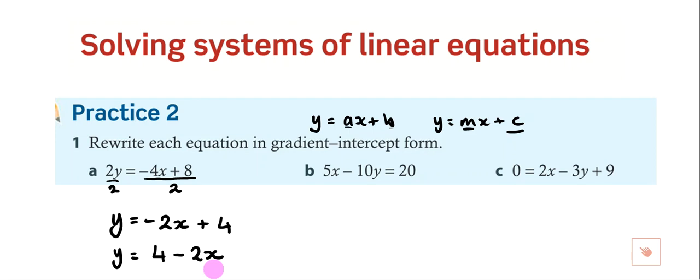Anyone else? Plus 10y. You need to rearrange. Why would you plus 10y, Matthew? Well, it doesn't leave y by itself yet. But what it does do is mean we don't have a negative y. What do we do now? Subtract 20. What does that give me? 5x minus 20 equals 10y.